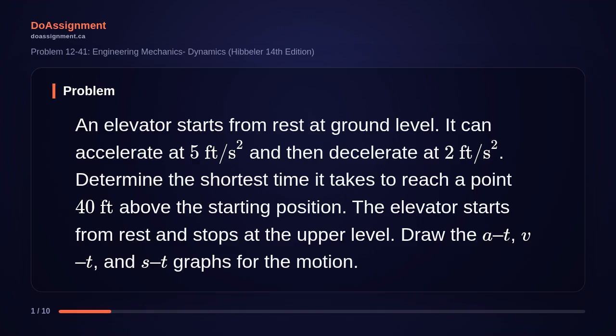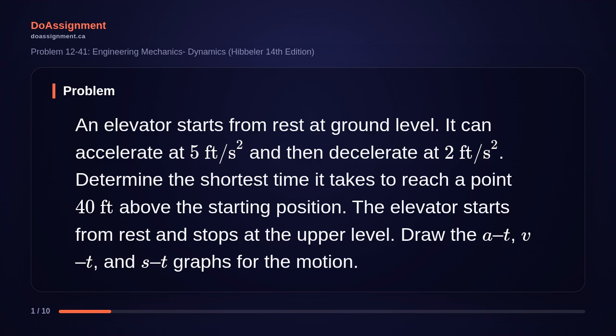Here is the problem. An elevator starts from rest at ground level. It can accelerate at 5 feet per second squared and then decelerate at 2 feet per second squared. Determine the shortest time it takes to reach a point 40 feet above the starting position. The elevator starts from rest and stops at the upper level. Draw the acceleration time, velocity time, and position time graphs for the motion.